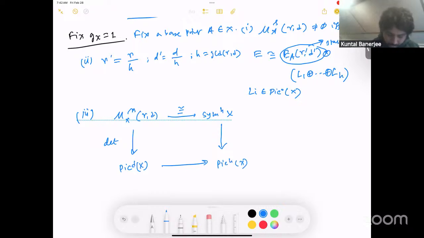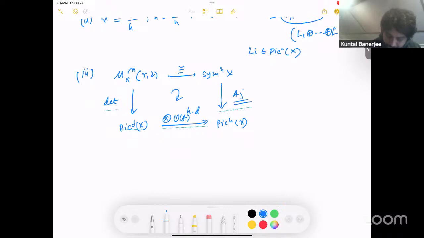So there is a determinant morphism. We just consider the determinant and then modify it by some power of the line bundle that always vanishes at A. And there is the Abel-Jacobi morphism, which I write as AJ. So there is a commutative diagram.